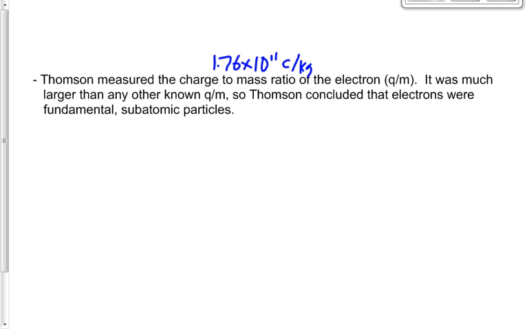That value was massive, was huge compared to the highest charge to mass ratio ever found before that. What did that tell him? Here's the climax of it all. If the charge to mass ratio is 10 to the 11, and that number is way bigger than any other charge to mass ratio, then the mass must be way smaller than anything else ever found. If this is way bigger, then this has got to be way smaller.